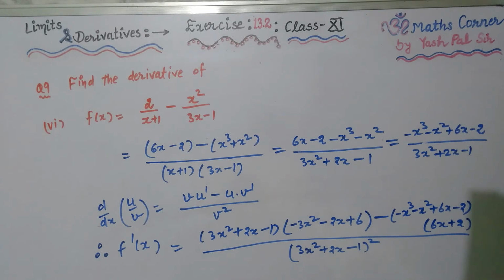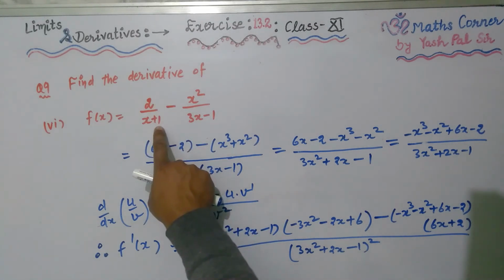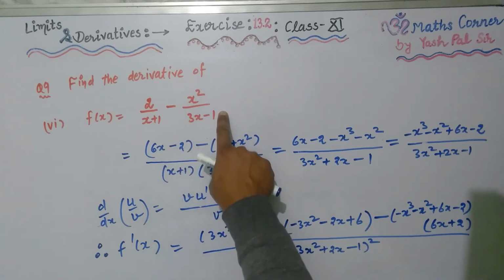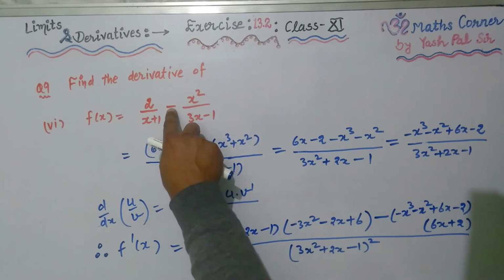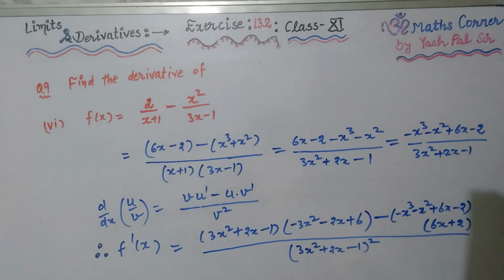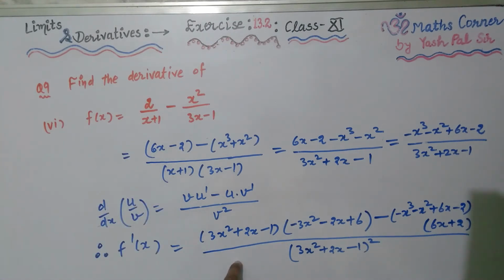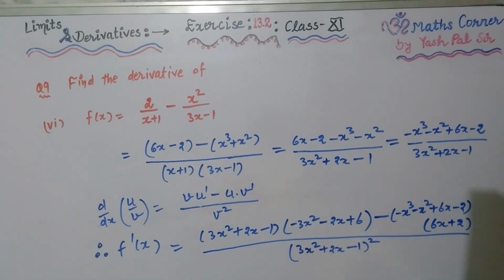Now, if you see the answer key of the textbook, then you will find that the answer is not telling. Here, what they did, 2 upon x plus 1, here they applied quotient rule. Here, again, they applied quotient rule, different quotient rules. Minus remains as it is. Okay, that is also one way of solving the question. But if we solve this way, there is no problem. We can solve the question this way also. Okay, now we come to next question.